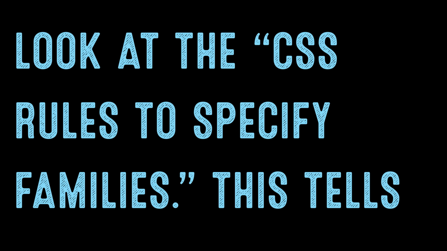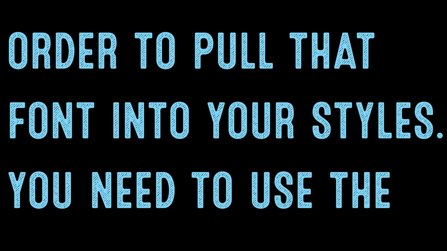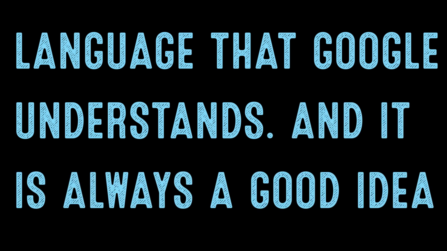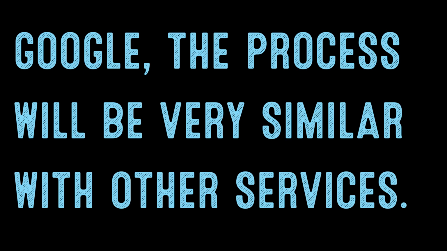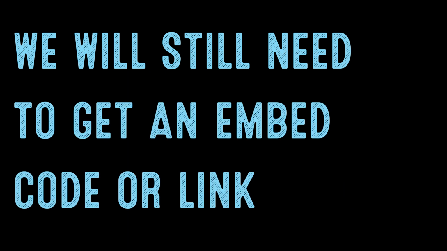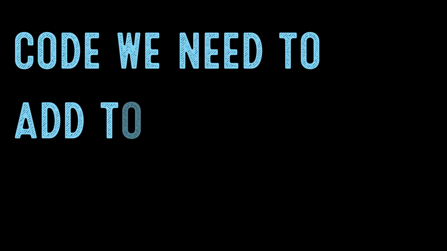And then you need to look at the CSS rules to specify families. This tells you how you need to write out the font name in your CSS in order to pull that font into your styles. You need to use the language that Google understands, and it is always a good idea to still include a font stack just in case there is an issue with the server. While we went over what to do with Google, the process will be very similar with other services. We will still need to get an embed code or link to that service's servers, and then we need to understand what code we need to add to our CSS that the service will understand.